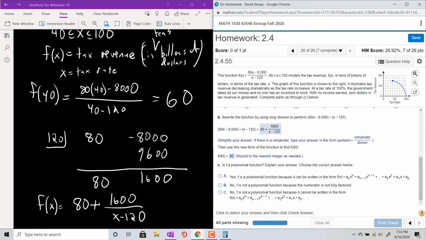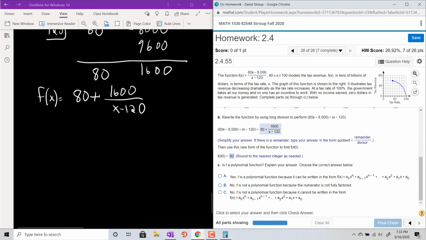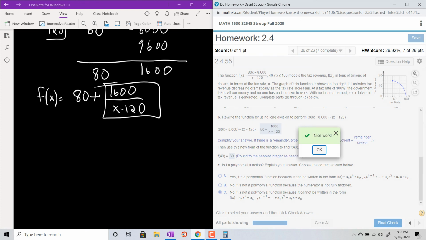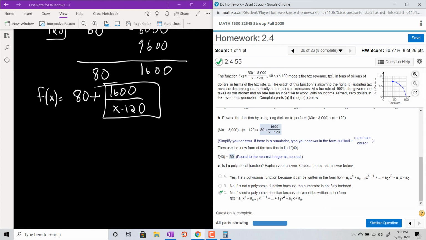And is f a polynomial function? No, it's not, because it has that x in the denominator in the second term. It's this term that really screws it up. So no, it is not a polynomial because you can't write it in the form a sub n x to the n, etc. Okay, let's leave it at that then.